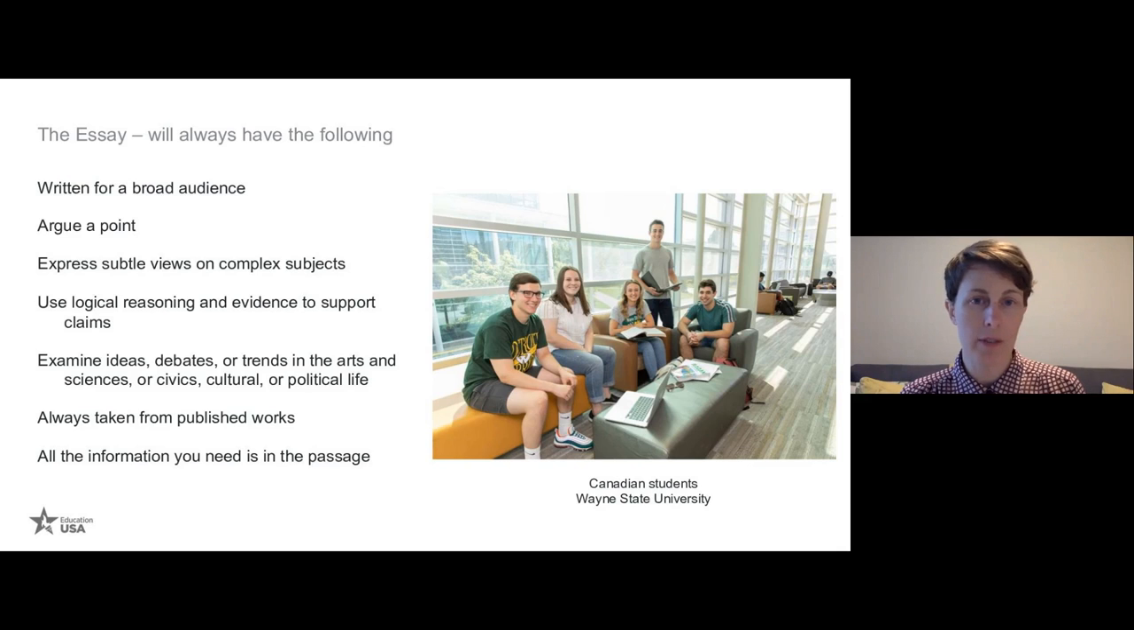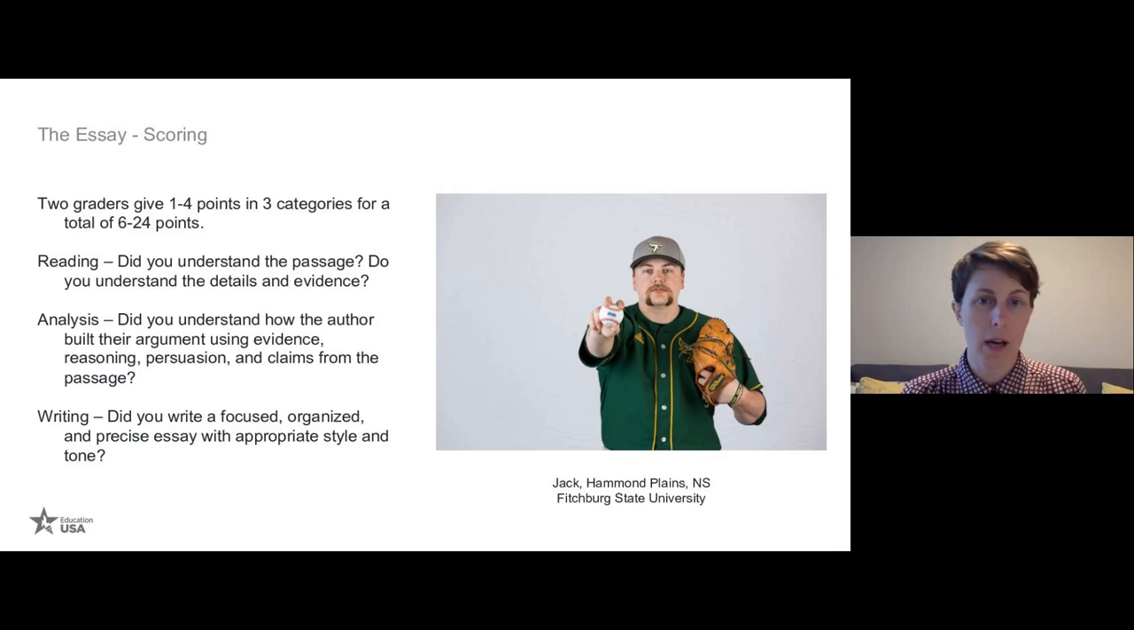It's always taken from published works, and all the information you need is in the passage. So this is another case where students think, oh my God, I'm going to read something about Benjamin Franklin. I never learned anything about U.S. history. I'm going to be disadvantaged. Everything you need will be in the passage, so you don't need to know anything additional about U.S. history or politics in order to be able to answer the question.